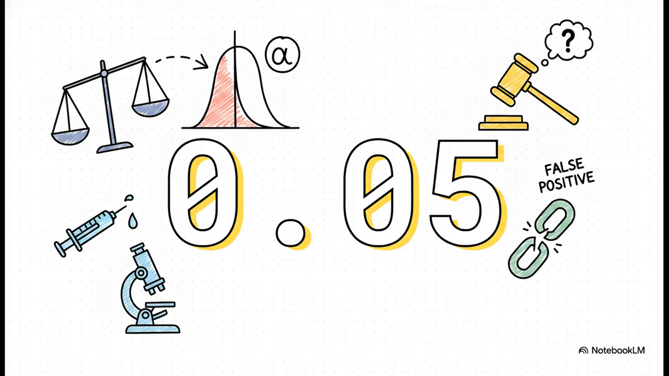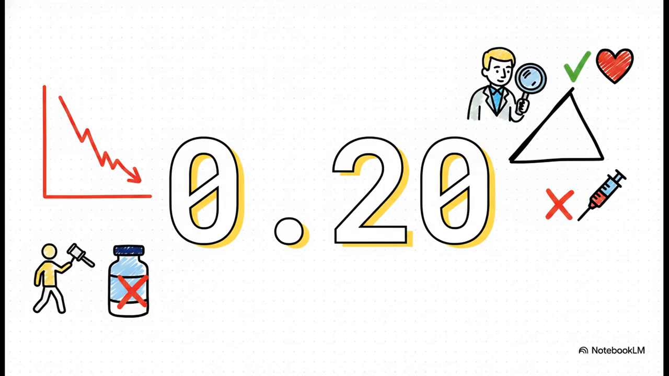In medical research, the acceptable threshold for a Type 1 error, convicting that innocent person, is known as alpha. And it's typically set at a pretty stark 5%, or 0.05. Essentially, we're saying we are only willing to accept a 5% chance that a study's positive conclusion is just a complete false positive fluke.